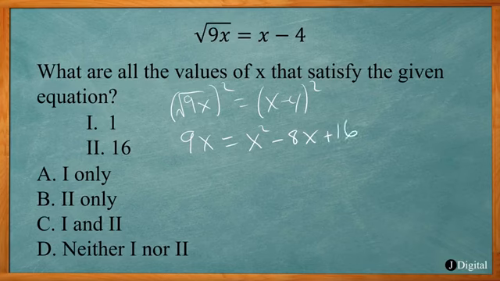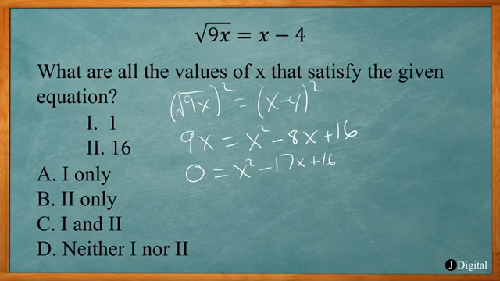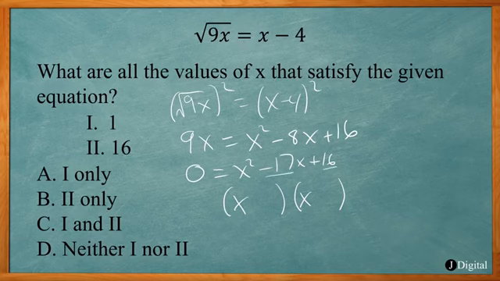Now when I'm trying to solve an equation that has x squared, it's going to be a quadratic. I need to get everything to one side and a 0 on the other side. So I'm going to subtract 9x from both sides. I'll get 0 equals x squared minus 17x plus 16. And I'm going to factor it. Get x here. So I need 2 numbers that multiply to give me 16 and add up to negative 17. So that's going to be 1 and 16, both negative, so it adds up to negative 17. And then set each of these equal to 0.